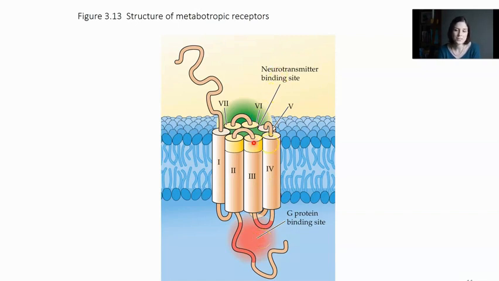When the neurotransmitter binds, again, it's going to cause a conformational change. It will change the shape of the protein, and that'll activate the G protein that's bound intracellularly. So we're not passing ions across the membrane like we did with ionotropic receptors, but we are influencing what's happening inside the cell via something that's happening outside of the cell.